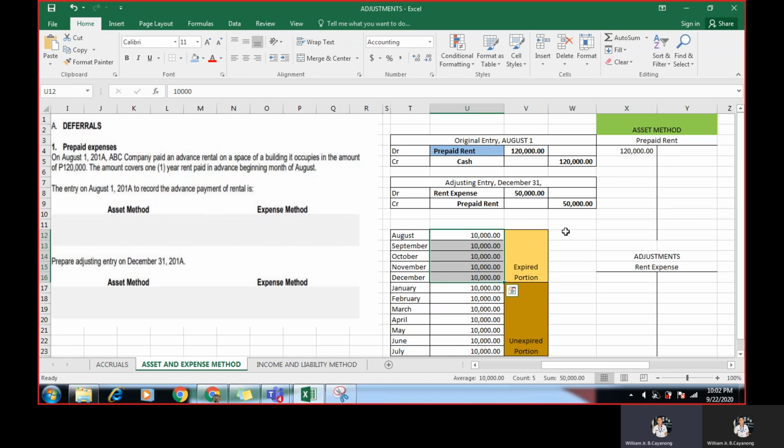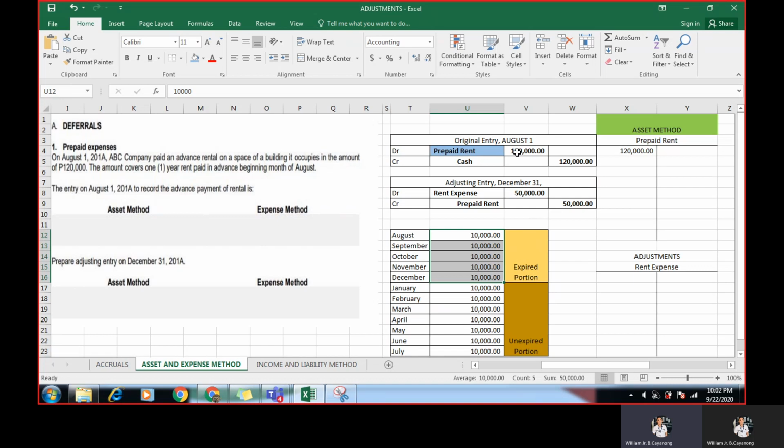Okay? From August, September, October, November, and December. So, dapat yung rent natin na advance should not be anymore 120,000 kasi hindi na yan lahat advance payment. May na-expire na dyan. May na-consume na sa ABC company and how many months? 5 months. That is why babawasan natin siya.